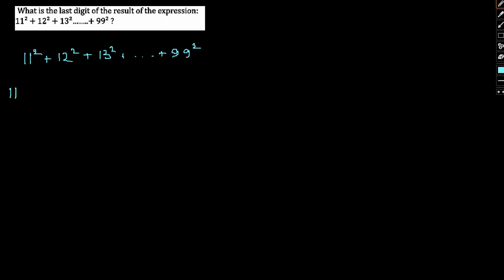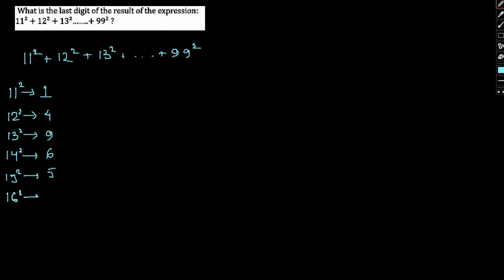Suppose I take 11 square. We know 1 square always ends in 1, so the unit digit will be 1. 12 square, we know 2 square is 4, so the unit digit will be 4. 13 square, we know 3 square is 9. 14 square, we know 4 square is 16, so it ends in 6. 15 square always ends in 5. Okay, so let's go till 20 and see.